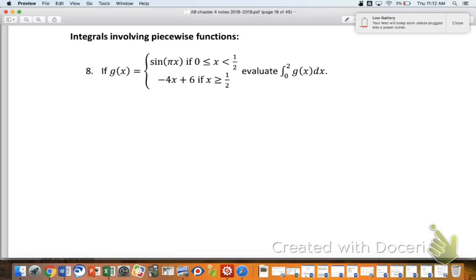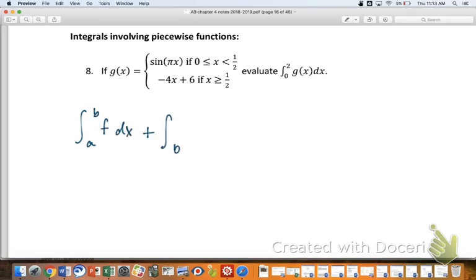Sorry, I want to help you set this up. This is piecewise, right? And since it's piecewise, the integrands have to switch at the division. Do you guys remember, we just talked about this a few minutes ago, the property that the integral from a to b of f of x plus the integral from b to c of f of x is equal to the integral from a to c of f of x? So we're going to go from 0 to 1/2, and then the next one will be 1/2 to 2.